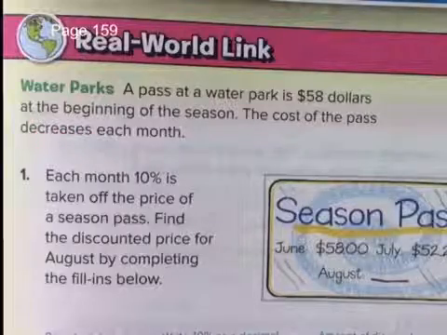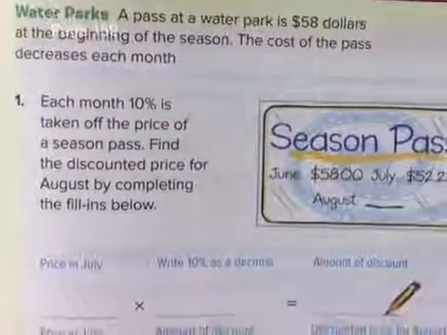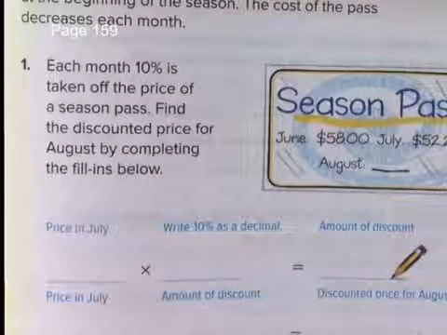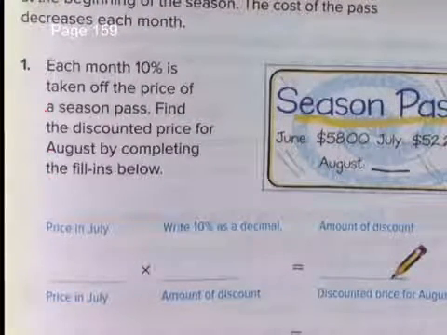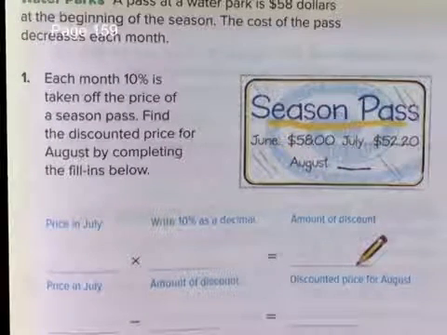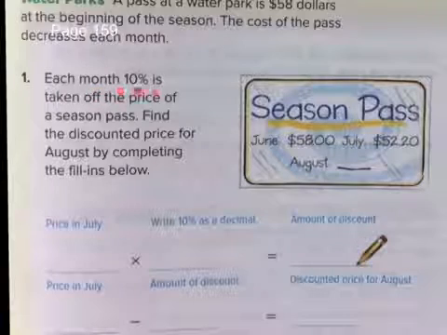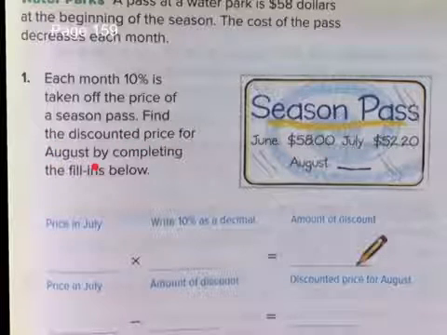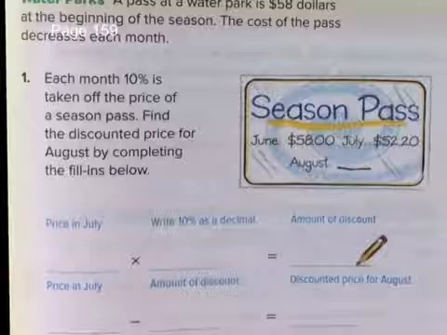It makes sense because as the summer is dwindling away, they have to lower their prices to invite more and more people, so people will want to go even more. So here we have number 1. Each month 10% is taken off the price of a season pass. Find the discounted price for August by completing the fill-ins below. Okay, so here we go.